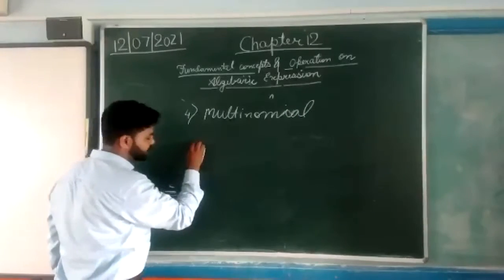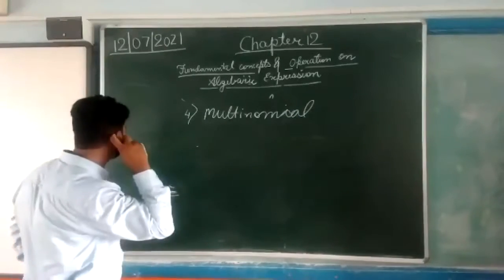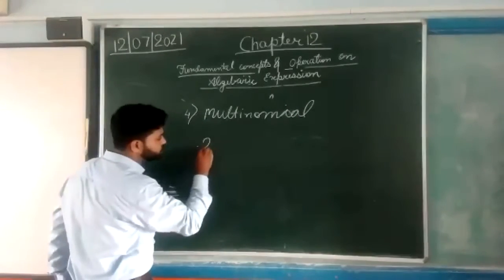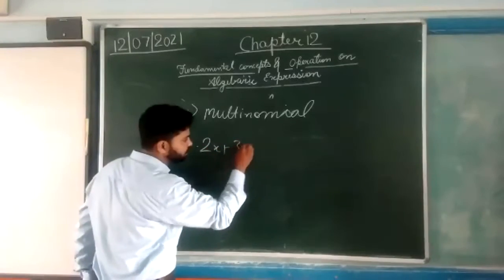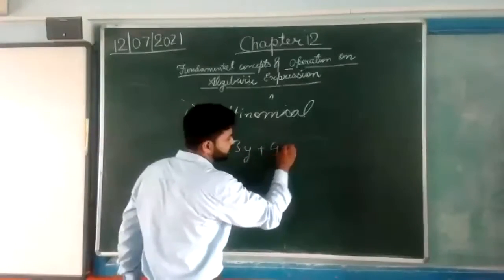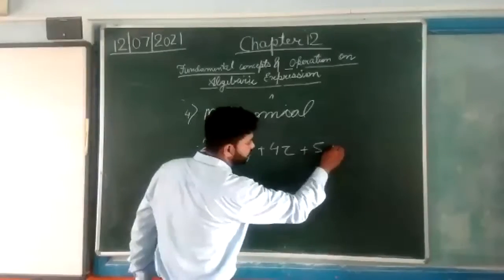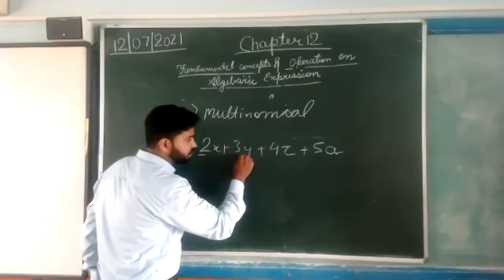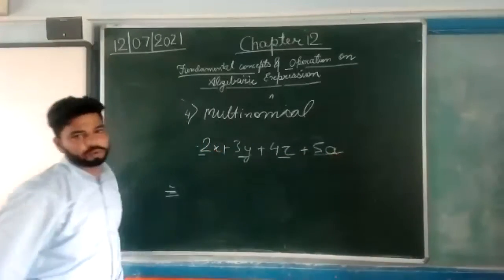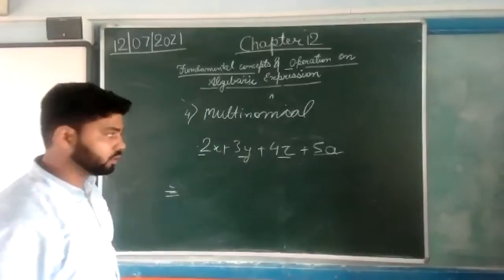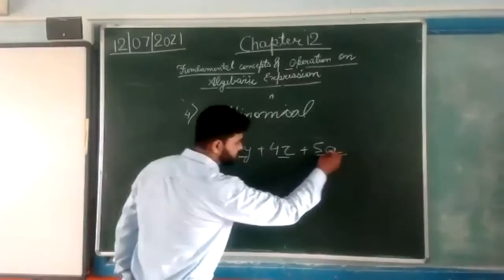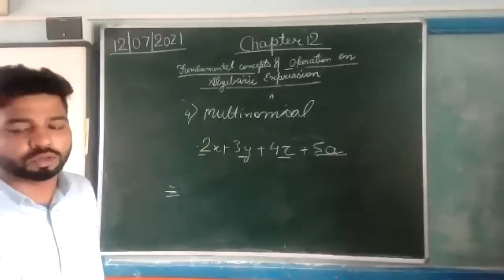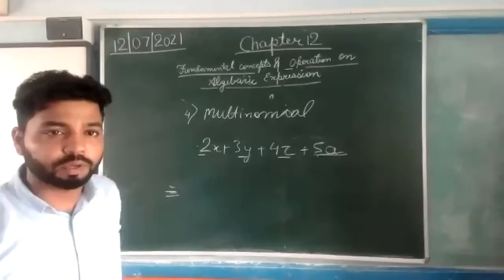Multinomial is, let's suppose an example, not this example, 2x plus 3y plus 4z plus 5a or something which we take. More than 3 terms is called a multinomial. Not only 4, more than 3 terms. An expression which consists of more than 3 terms is called a multinomial.